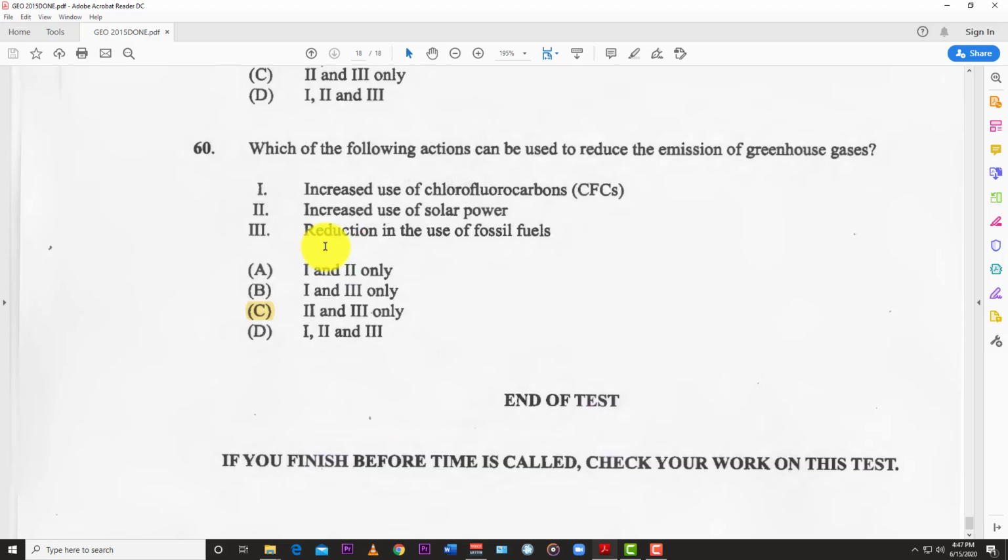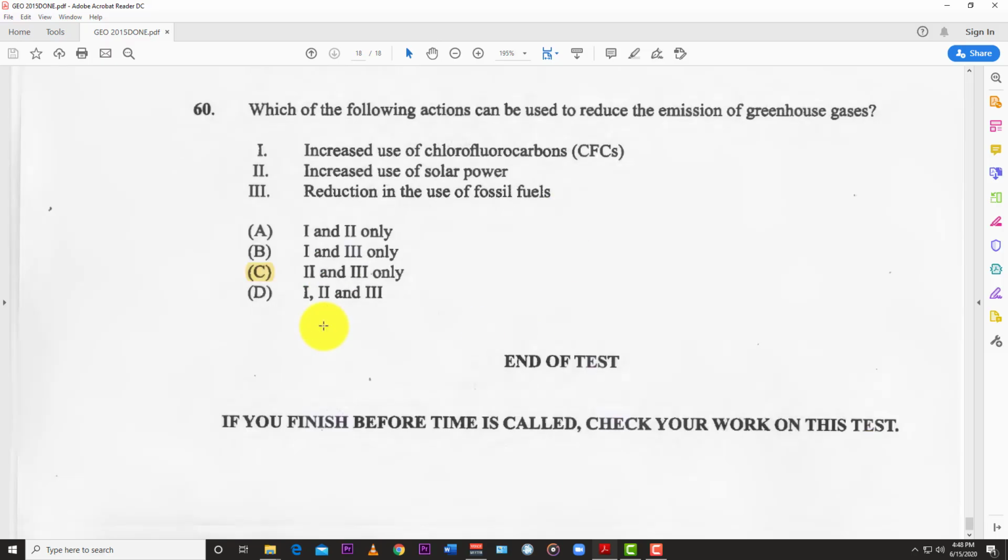Alright, 60, which of the following actions can be used to reduce the emission of greenhouse gases? And so you have some options: 1, increased use of chlorofluorocarbons, and so that's CFCs; or 2, increased use of solar power; or 3, reduction in the use of fossil fuels. And so the answer here is 2 and 3, which is C, increased use of solar power and reduction in the use of fossil fuels.